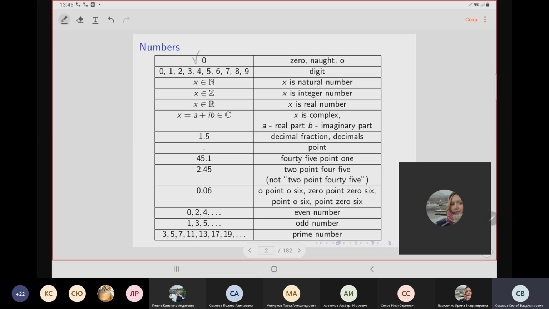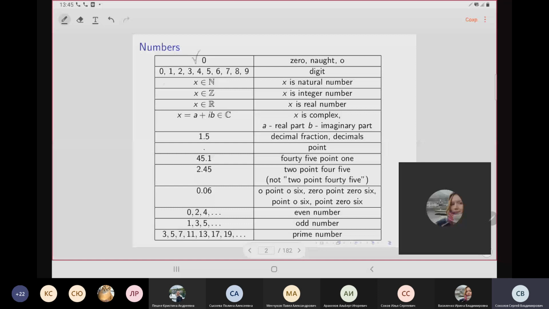So the first and the simplest one, 0, or we can say nought. It was a surprise for me, I never heard about nought. Or simply O, O as 0. Then 0, 1, 2, 3, 4, 5, 6, 7, 8, 9. Every single one is a digit.